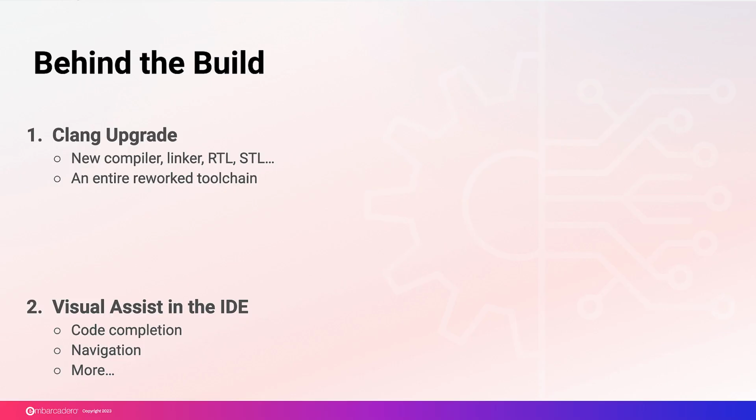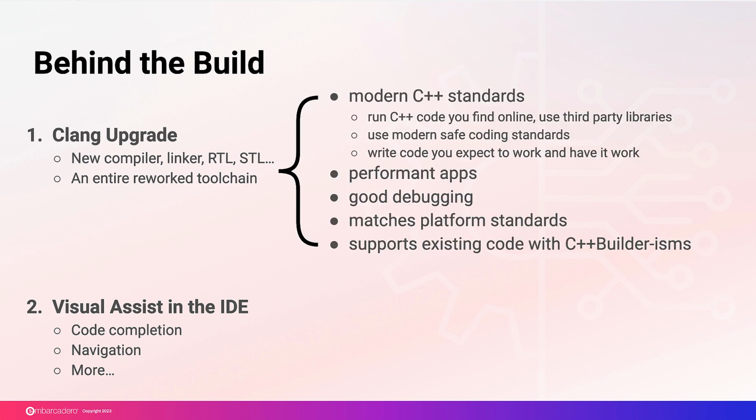It's important to discuss why we're making these advances. Ultimately, our product, C++ Builder and RAD Studio, is about helping you get things done: writing code that works, is reliable, and helping you do so productively. For the C++ toolchain, we aim to have a modern compiler supporting modern C++ standards that optimizes well, resulting in performant code, has good debugging tools, and matches platform standards. You need to be able to run C++ code you find online, use third-party libraries, use modern safe coding standards, and write code you expect to work and have it work.